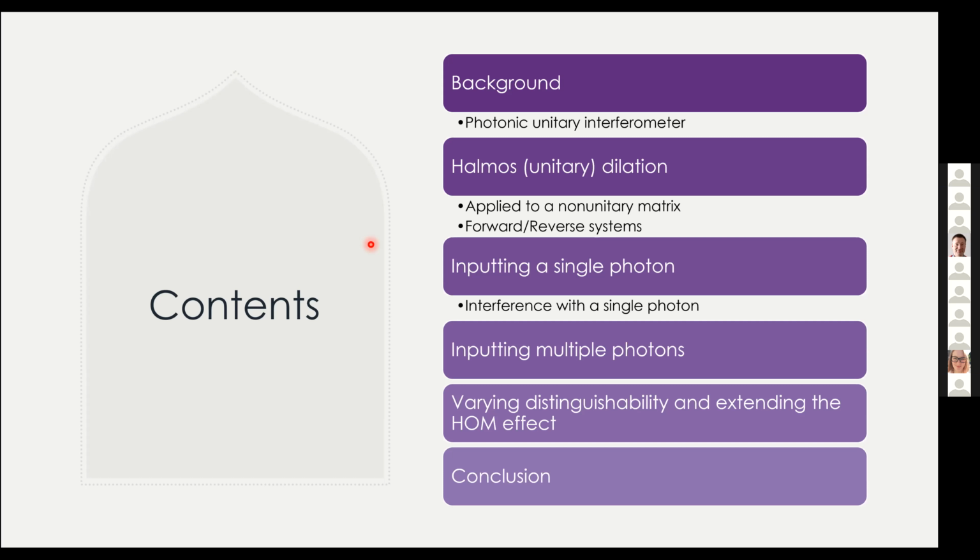So I go through the process of explaining the experiments with a single photon, and experiments and possible future experiments with multiple photons, and how you can get interference with single and multiple photons. And then how that extends to the idea of varying distinguishability of multiple photons. And in turn, that is similar to extending a Hong-Ou-Mandel effect.